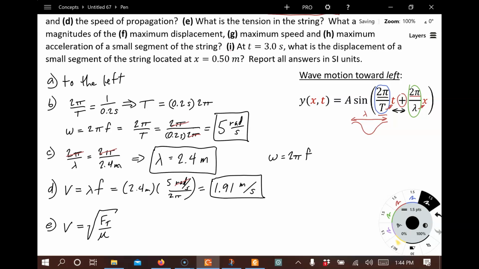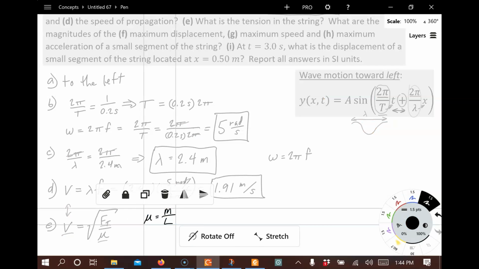Now, the linear mass density, in your book they write it as the mass of string divided by the length of string, but it's really just a single number. These two speeds, in this case, are the same for the wave on a string, and this lower one tells us what the speed is in terms of the basic properties of the string. It's the tension and the linear mass density.